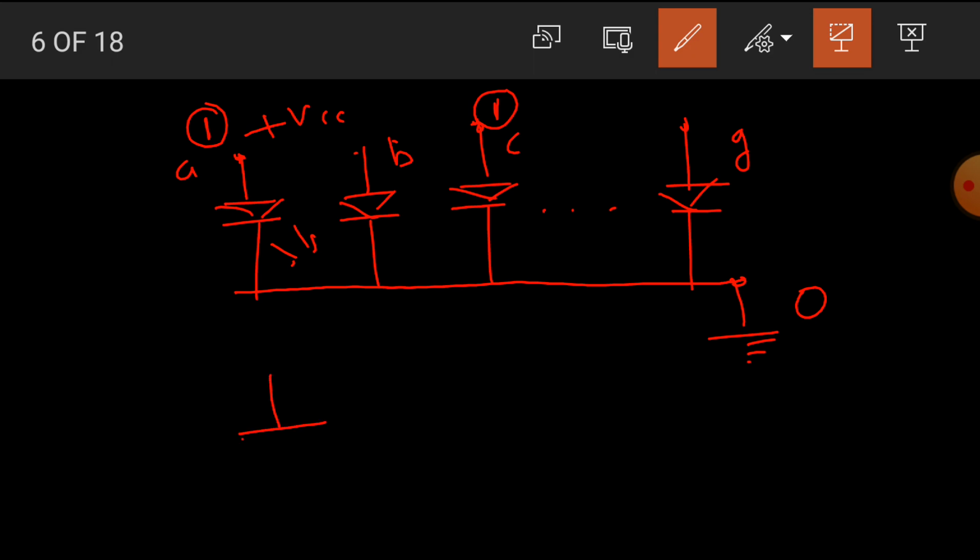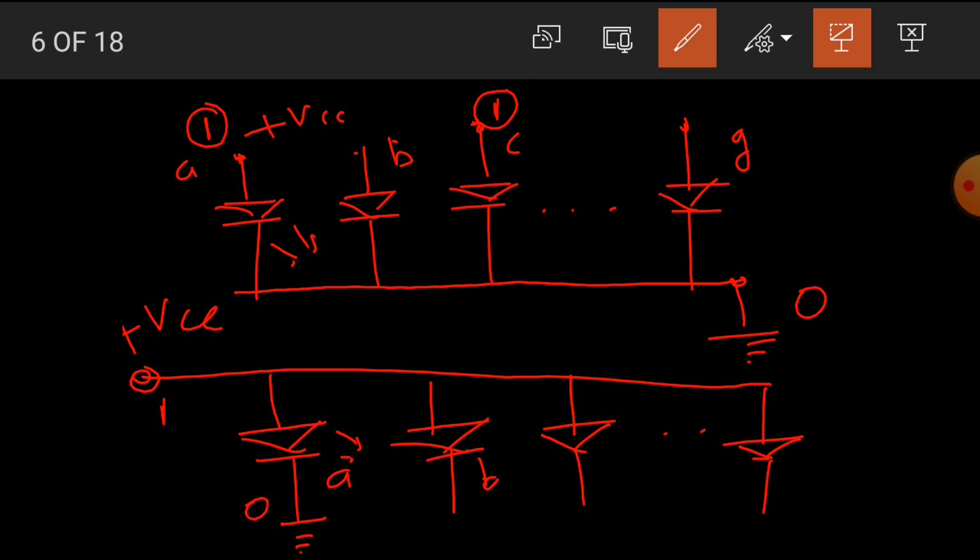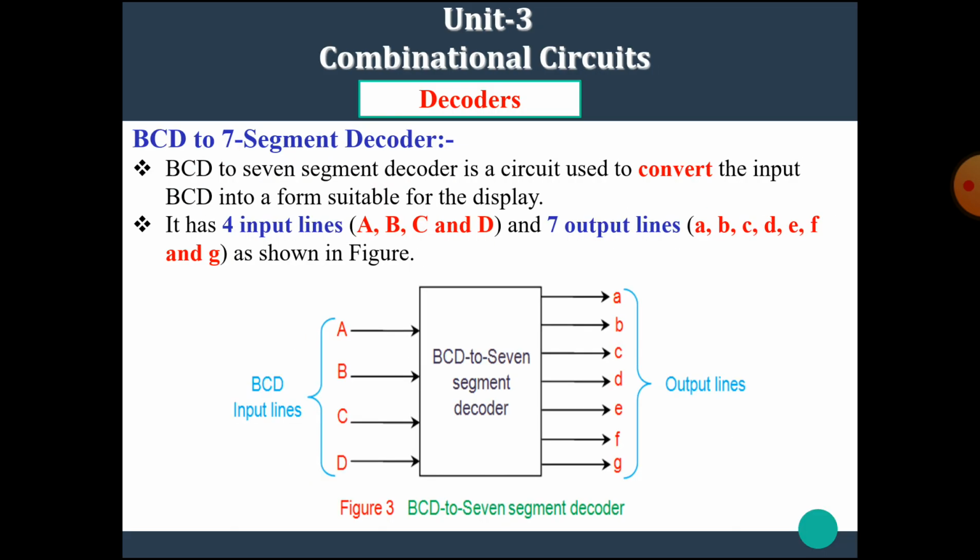Similarly, in other cases, that means in common anode type display like this, all the anode terminals are connected together and given to plus VCC, that means given to 1. If we want to turn on the LED A, then we have to provide it ground. That means we have to provide it 0. Similarly, if we want to turn on the LED C, then we have to provide here 0. I hope you all understand how to turn on the proper LED in common anode and common cathode type display.